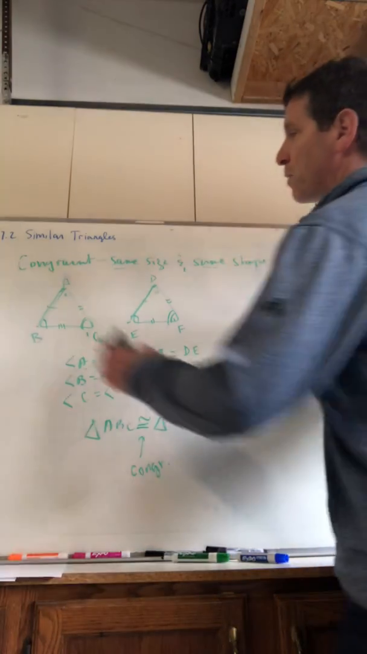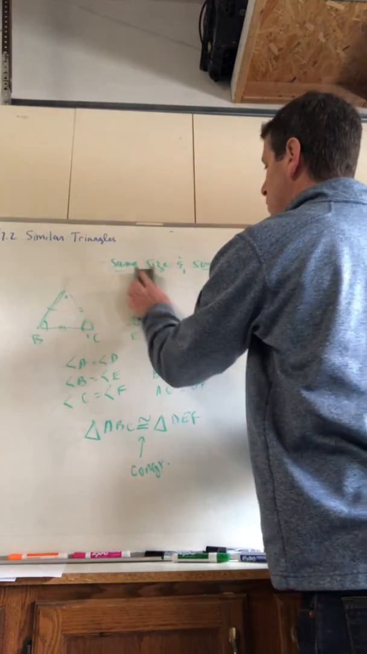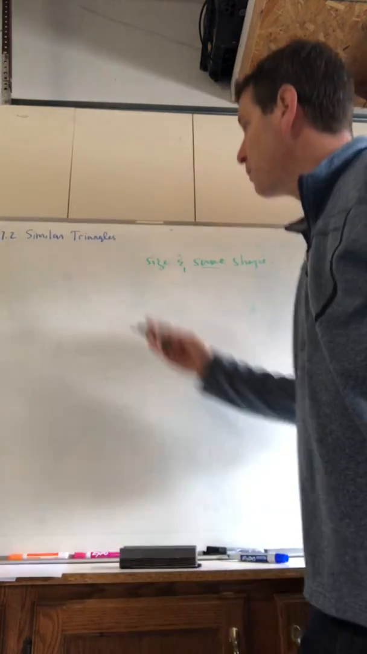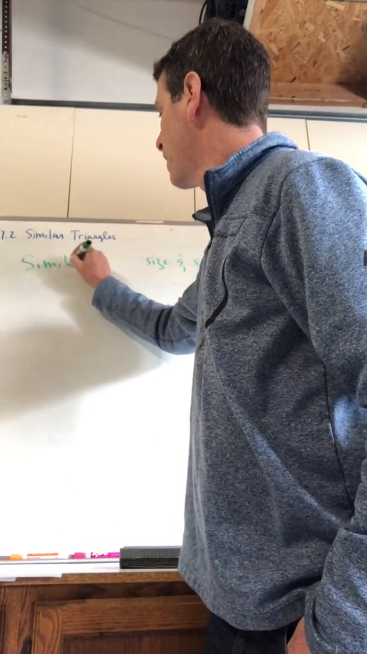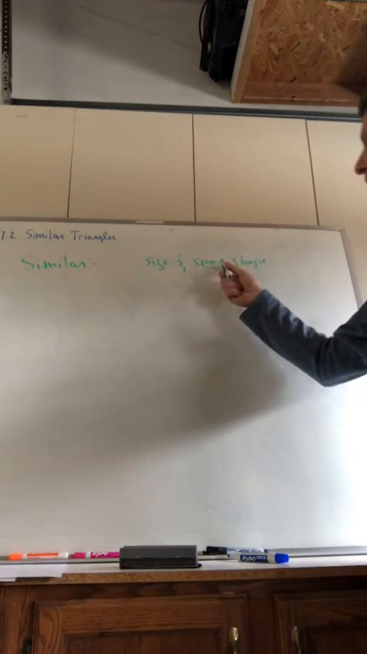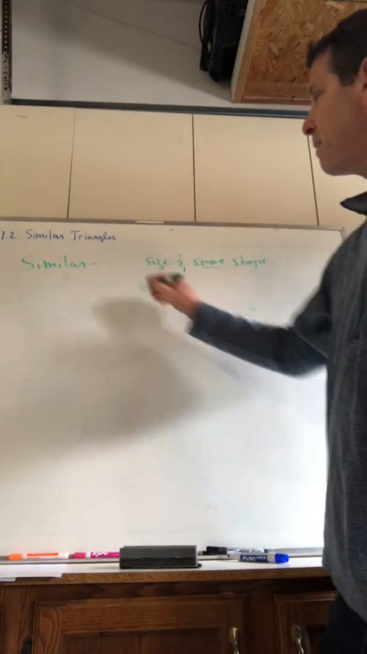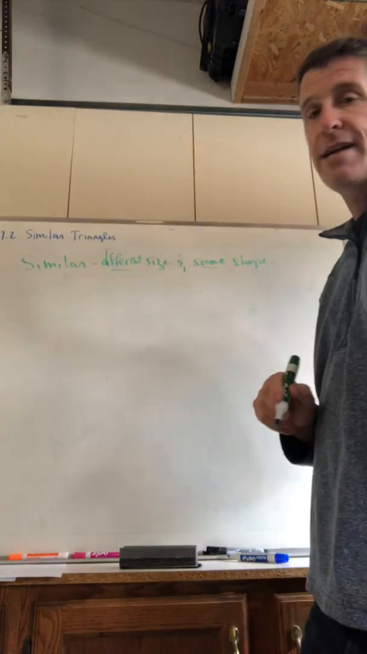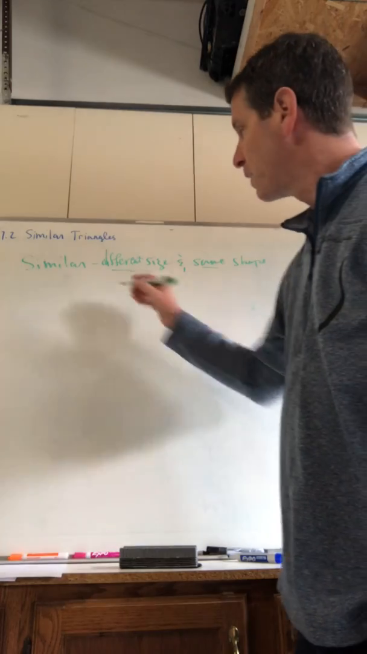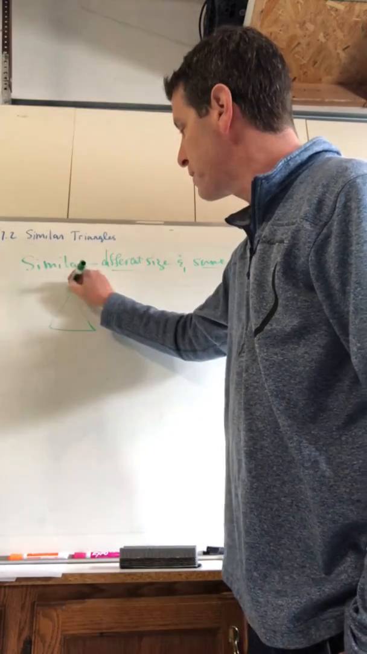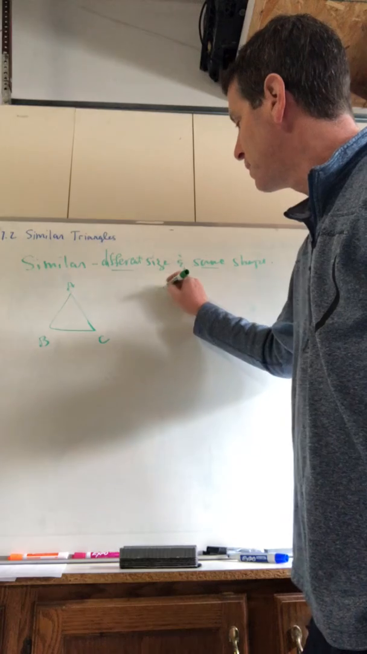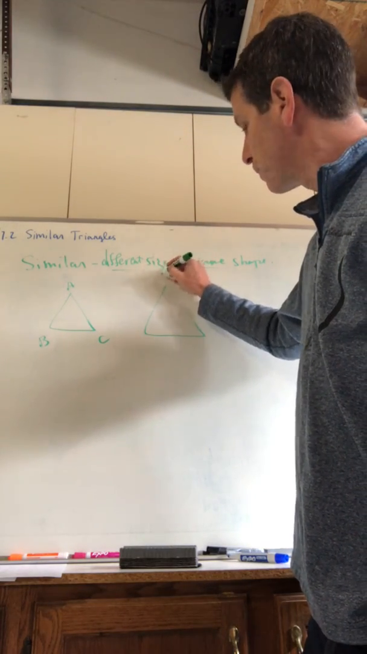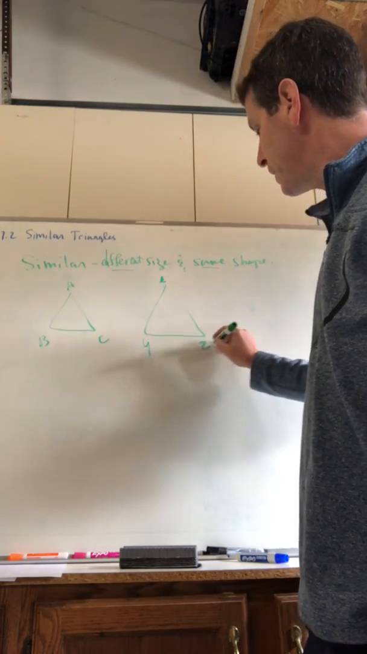All right, let's move on from congruent to similar. So similar triangles. They have the same shape. Once again, the angles are going to be the same, but they are a different size. So two triangles again, A, B, and C. And we have here X, Y, and Z.